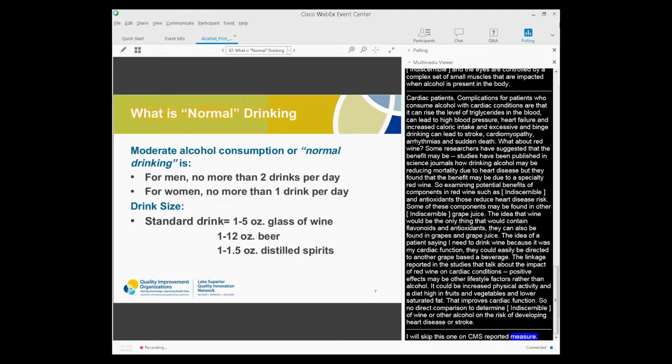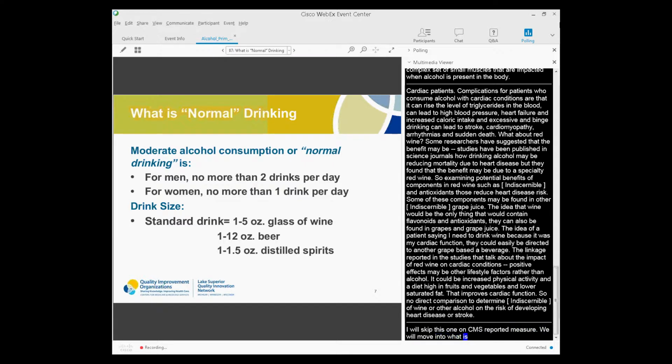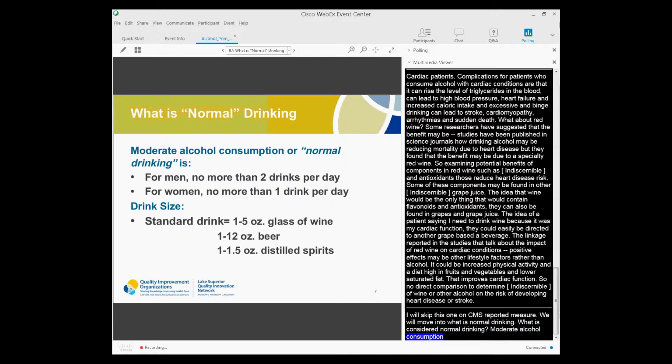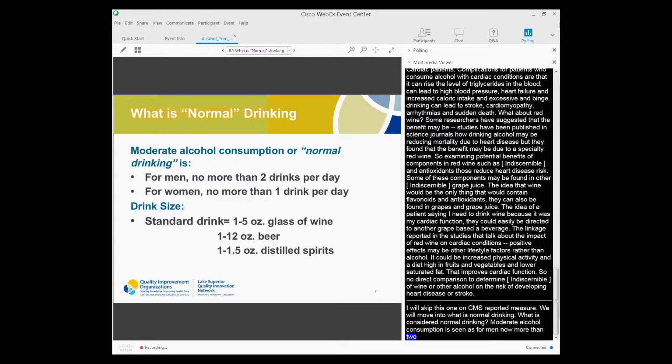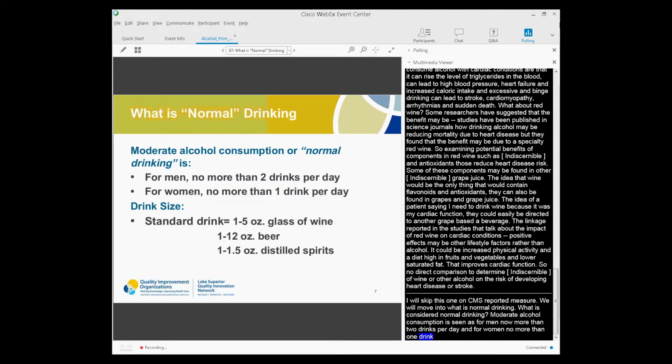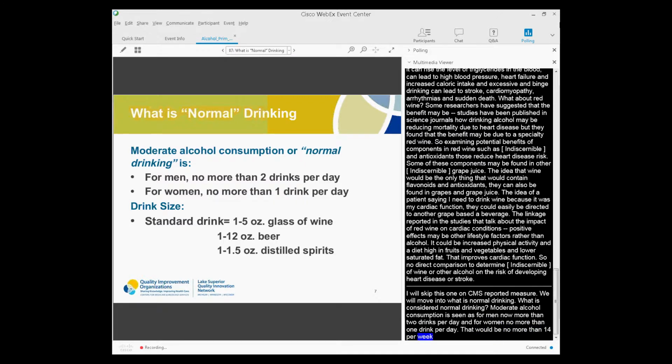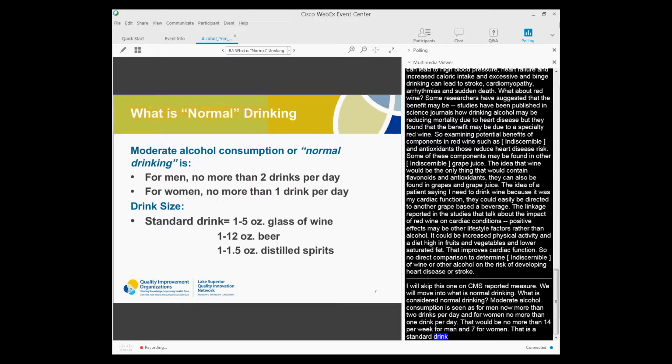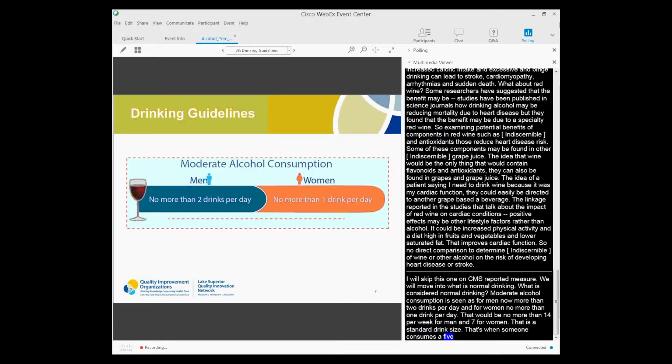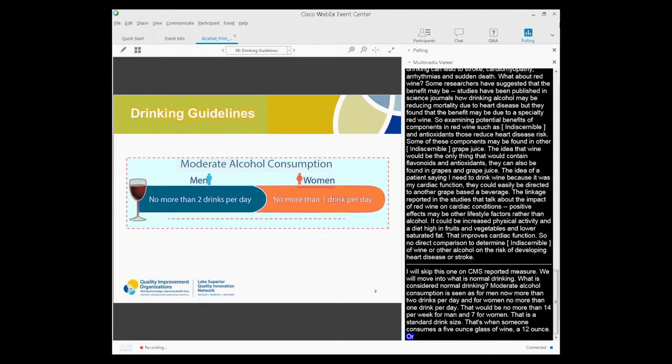Moderate alcohol consumption is seen as, for men, no more than 2 drinks a day, for women no more than 1 drink a day, and that would be then no more than 14 per week for men, 7 for women. And that would be a standard drink size. So that would be when someone is consuming a standard drink of a 5-ounce glass of wine, a 12-ounce beer, or about an ounce and a half, or about a shot, of distilled spirits.